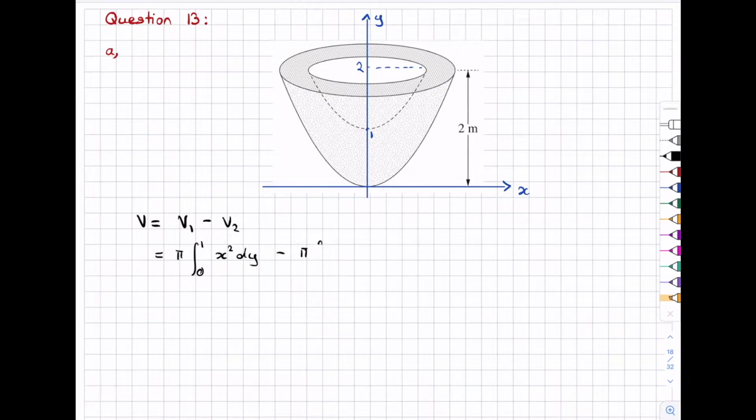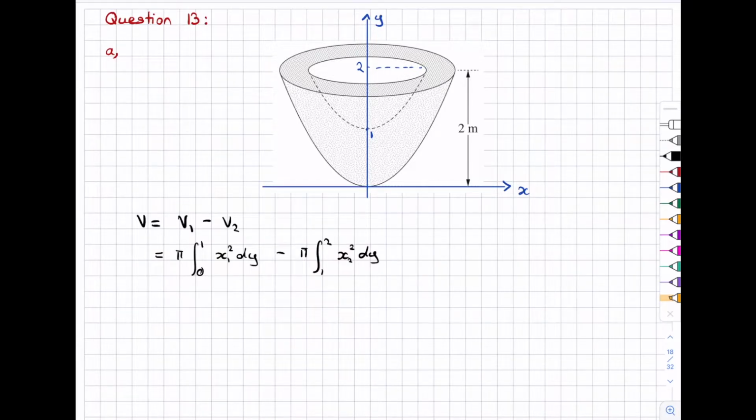minus pi times the integral of this smaller region, or I suppose the smaller volume, but that comes from this function, which is y equals x squared plus 1. But once again, we're going around the y-axis, so it should be x squared dy here. I suppose I really should label this as x1 and x2 because they're different x's. But in this scenario, we're only going from 1 to 2.